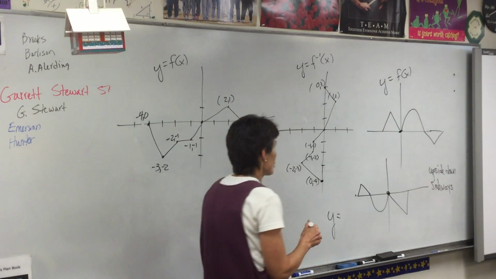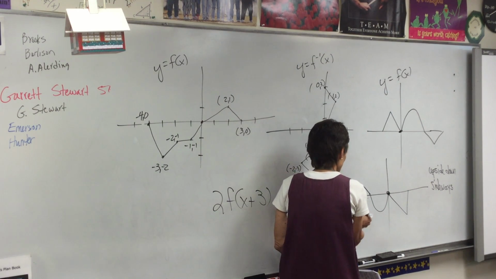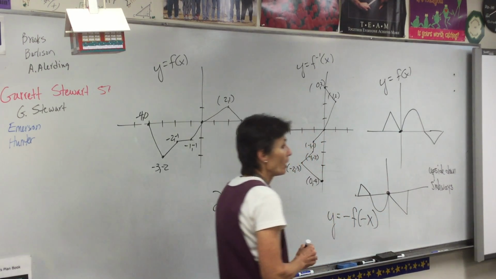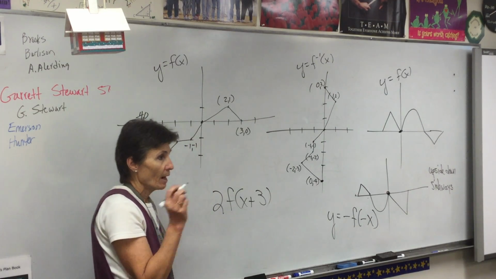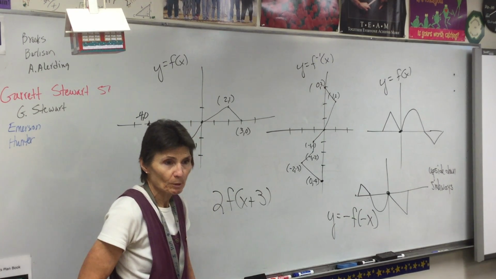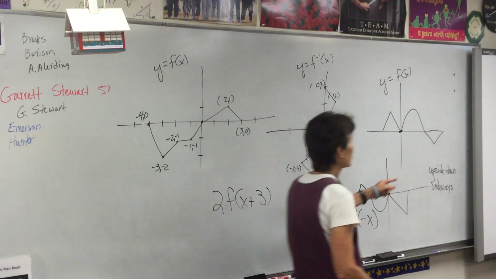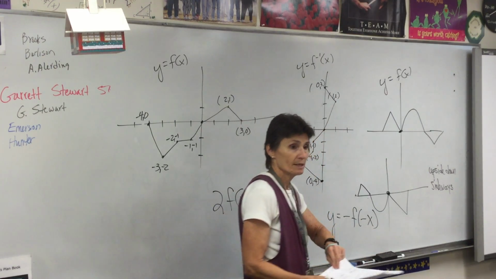Okay, so what would that equation look like? Y equals negative f of negative x. Because to accomplish flips of any kind, you have to put negatives in, right? And in this case, since we're doing both flips, we had to put in both negatives.